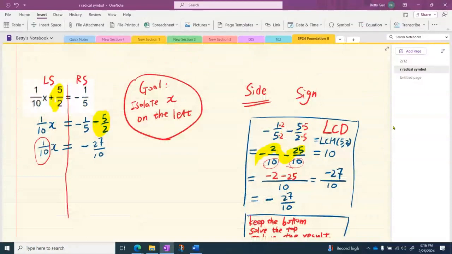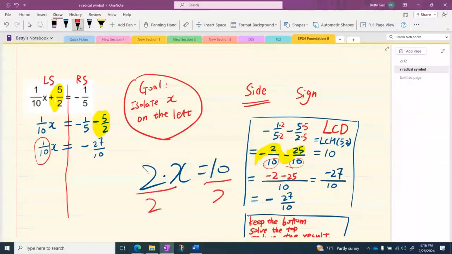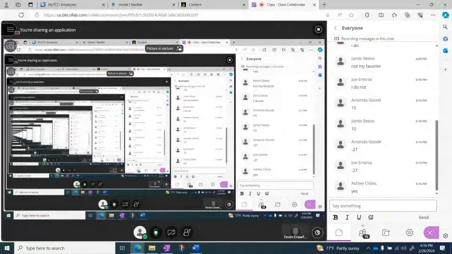Let me remind you from before. Let's say we have an equation 2x equals 10. I just made it up, okay? If we have 2x equals 10, and we need to isolate x, what we would do is divide each side by 2, right? Do you remember that from last Wednesday? And 2 cancels 2. We have x equals 5. That's how we isolate variable x, by getting rid of the coefficient. Yeah, thank you, Ashley.